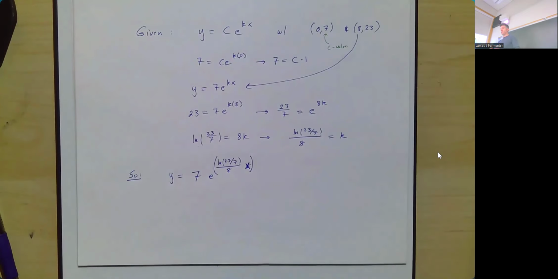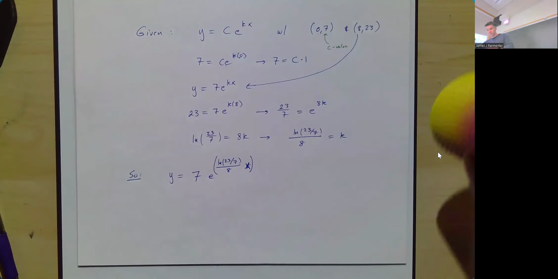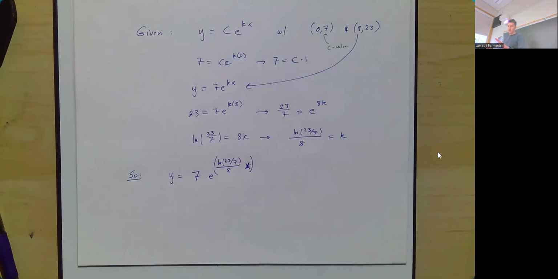That's why that constant in front is often called the initial value. It's sometimes written as c naught or y naught or whatever sub 0. Other questions about this particular situation? All right.